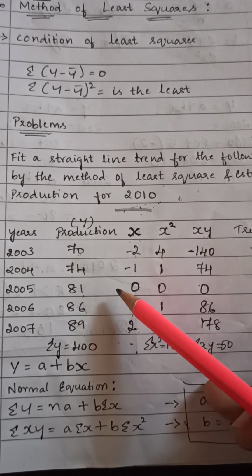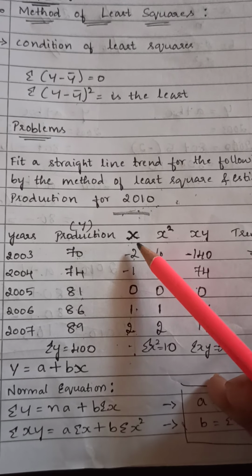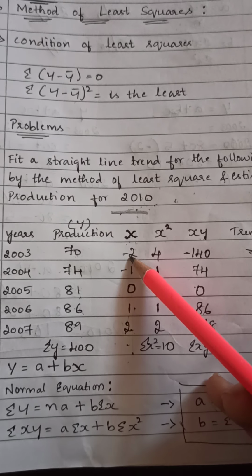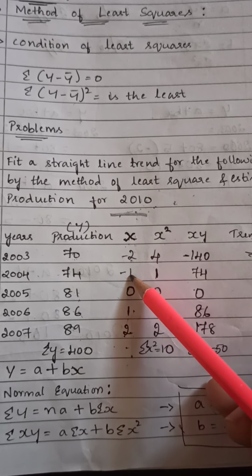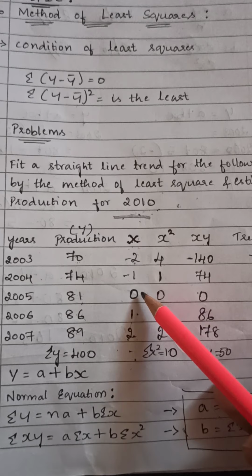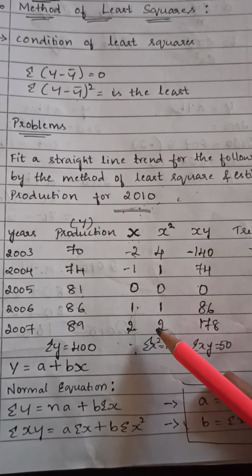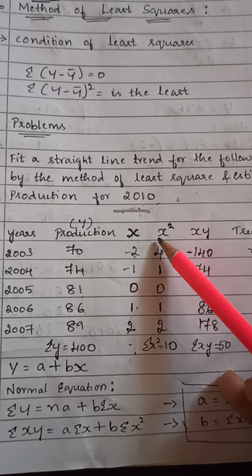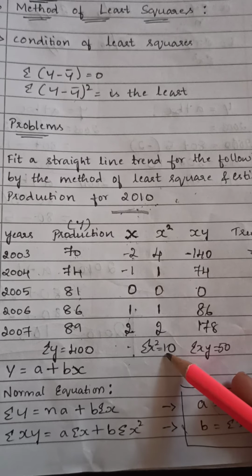Then we have to find x square. X square means x into x. So minus 2 into minus 2 is plus 4, minus 1 into minus 1 is 1, 0 into 0 is 0, 1 into 1 is 1, 2 into 2 is 4. Adding all the x square values, you will get summation x square as 10.